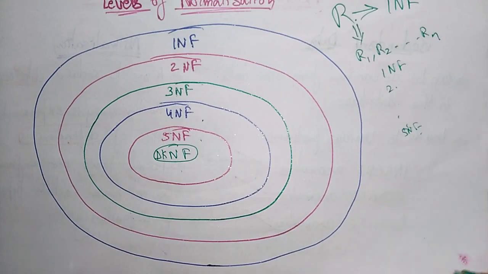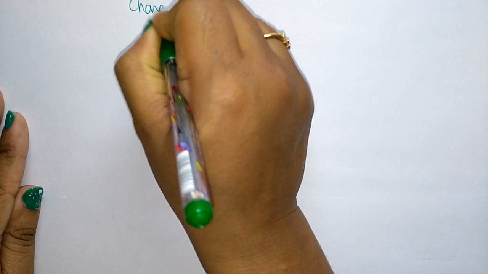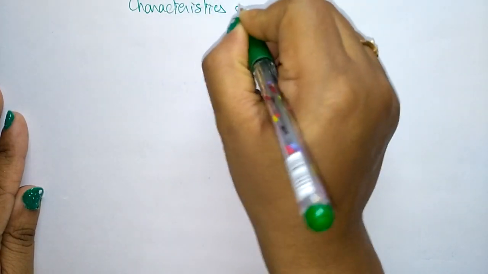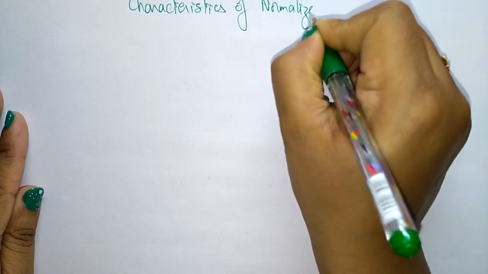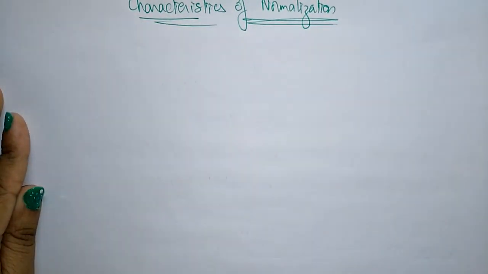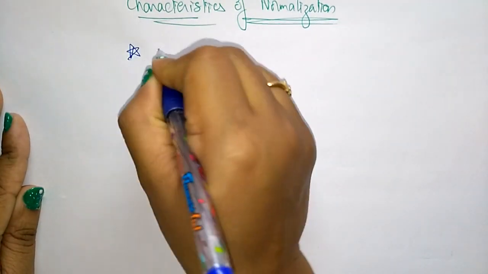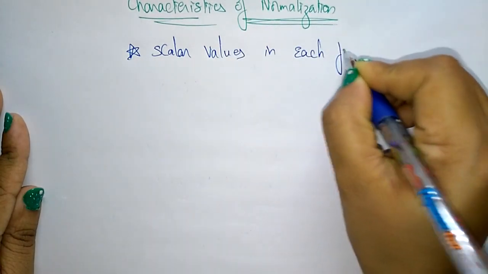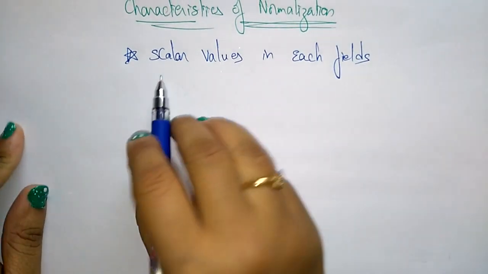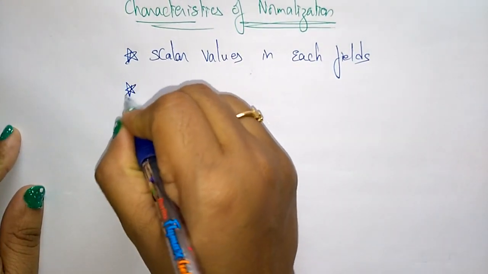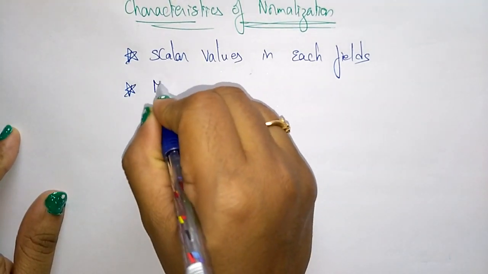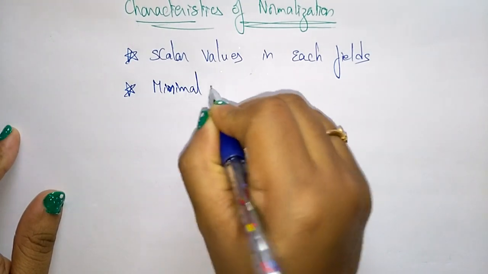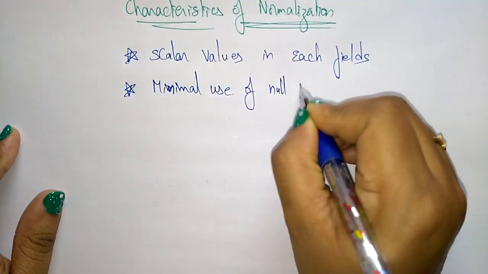Now let us see the characteristics of normalization. What are the characteristics present in normalization? Let me write the characteristics of normalization. The characteristics are: scalar values in each field. Each field is nothing but an attribute in the relation, in the table. So a scalar value should be there in each field. Minimal use of null values. We have to make minimal use of null values.